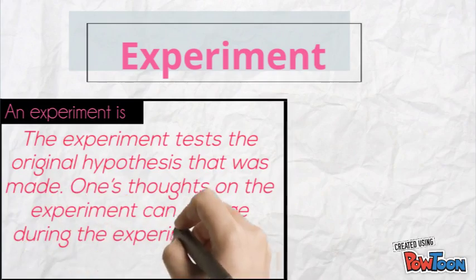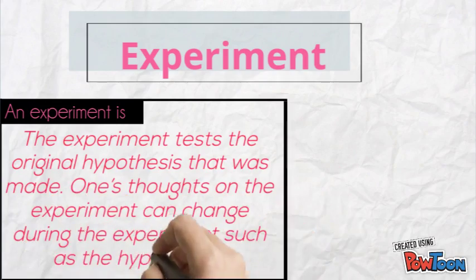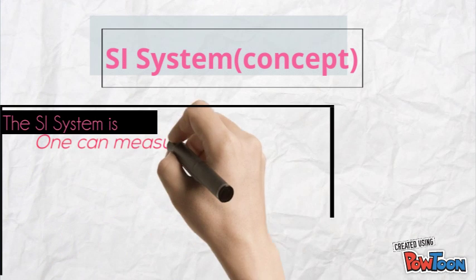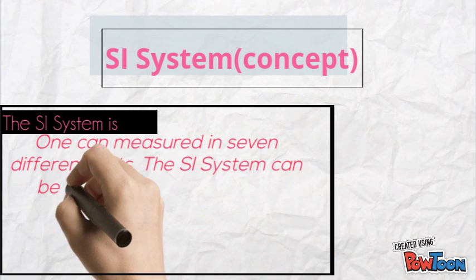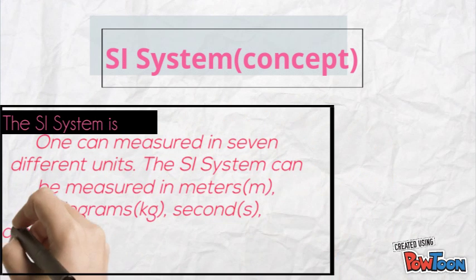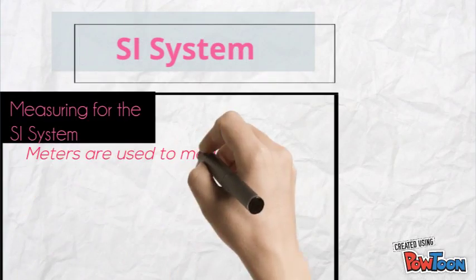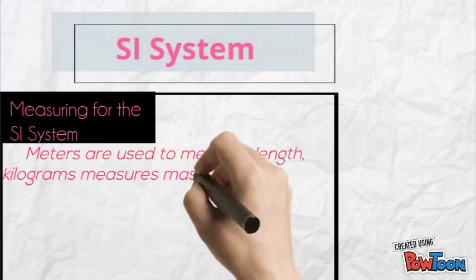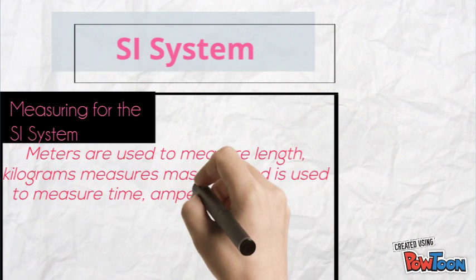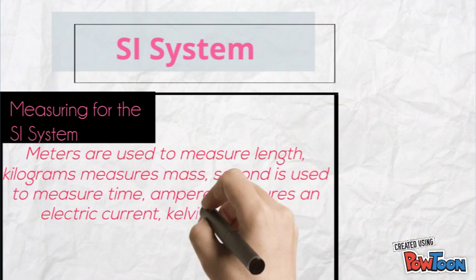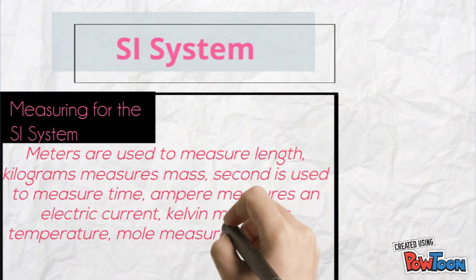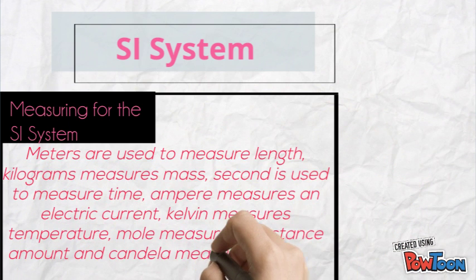To measure in an experiment, one has to use the SI system, with different units. The SI system can be measured in meters, kilograms, seconds, amperes, Kelvin, mole, and candela. Meters are measured in length, kilograms in mass. Second is used to measure time, amperes measure electric current, and there are Kelvin measurements, mole measurements, and candela measurements.